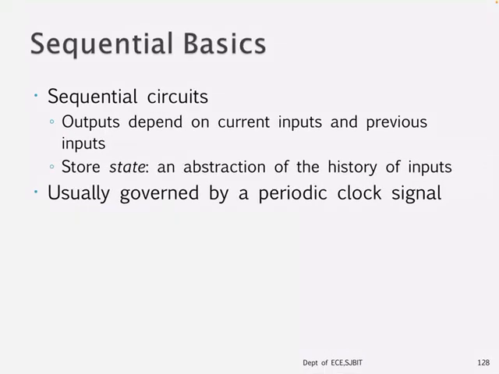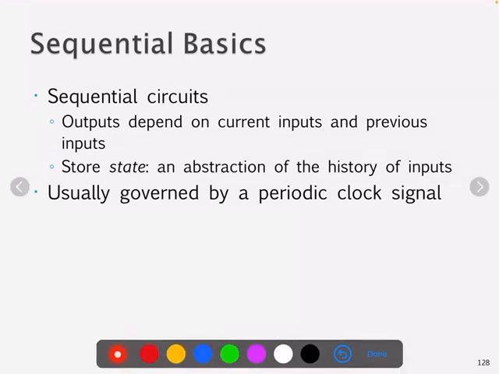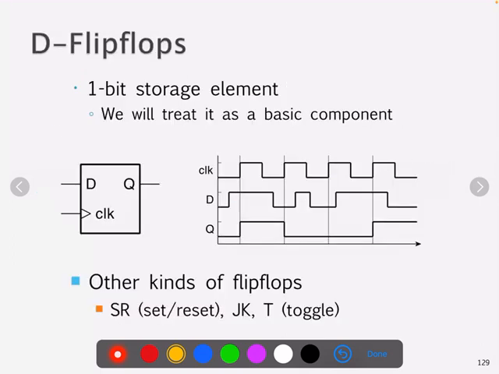So coming to the sequential basics, sequential circuits make use of current inputs as well as previous inputs in order to produce the output. There will be a storage element and there will be gates. Altogether, the combination of all this is a sequential circuit. Usually sequential circuits are governed by clock signals. They are controlled by the clock signals.